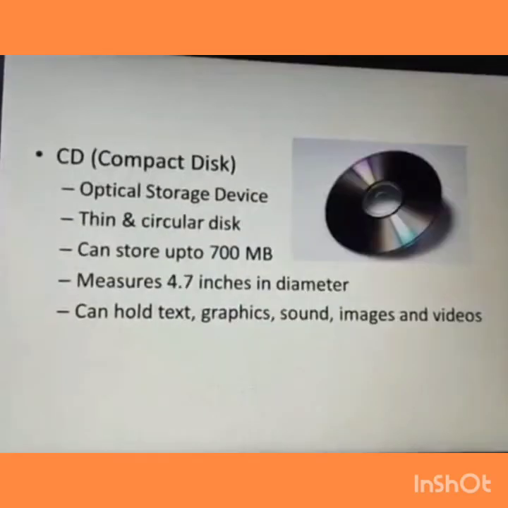CD, that is also known as compact disc. It is an optical storage device, and it is a thin and circular disc. It can store up to 700 MB. It measures 4.7 inches in diameter. CD can hold text, graphics, sounds, images, and videos.